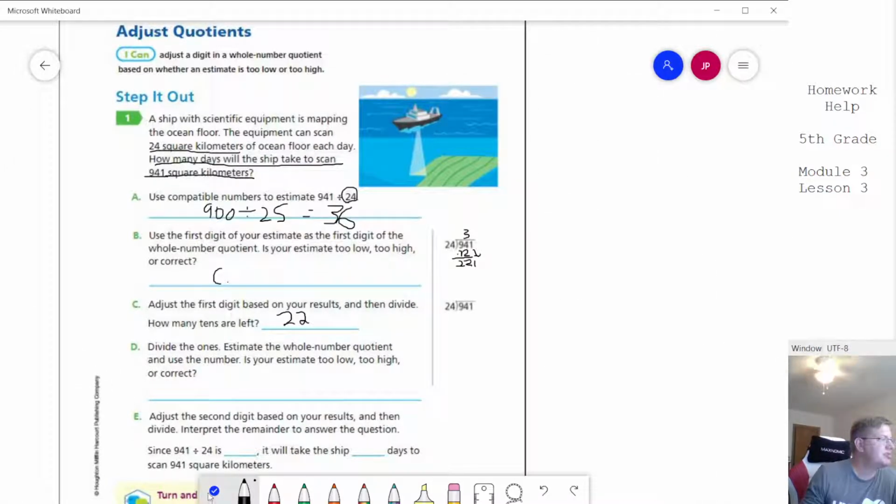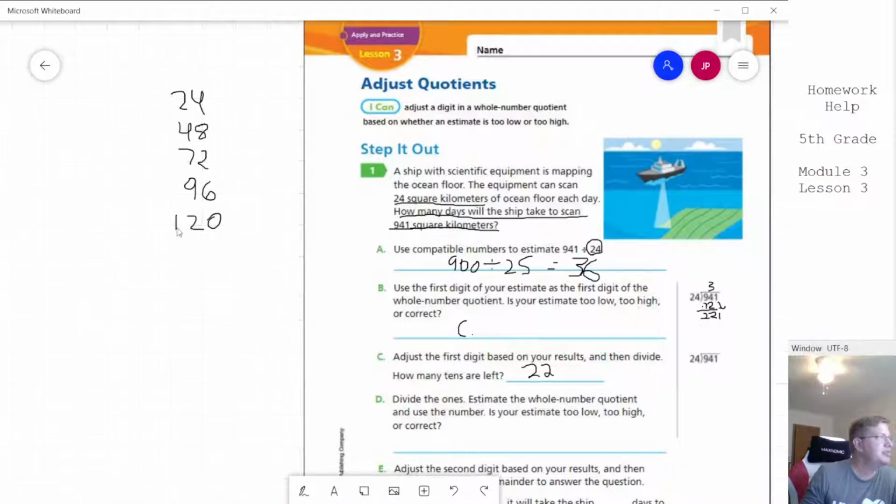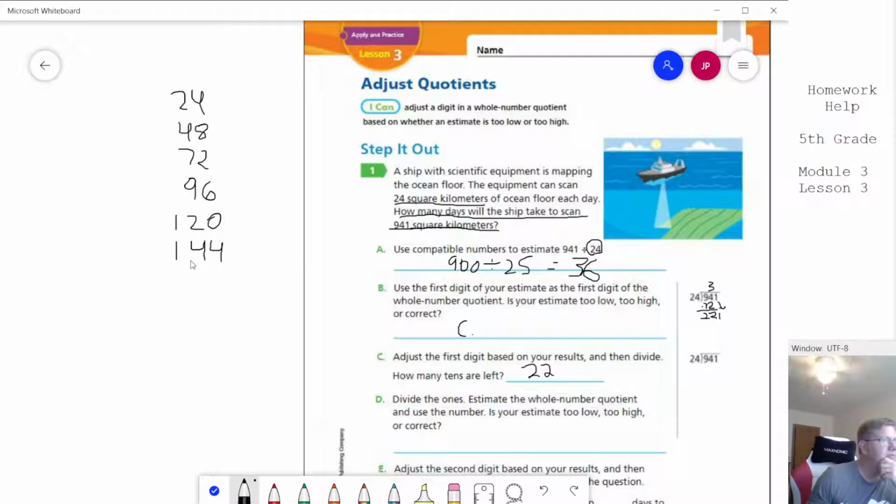I lost track of where my list went. So 120, I could add to that real quick, and that would give me 144. I am sorry, I'm doing something weird here. What's going on? Yeah, that all looks good.